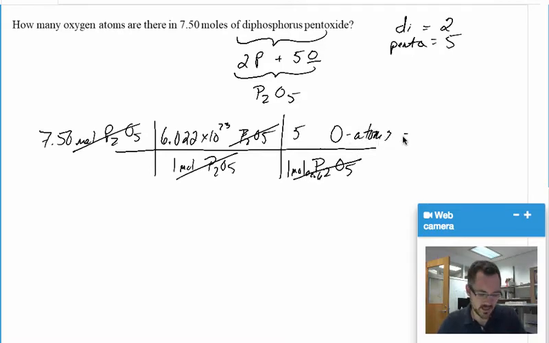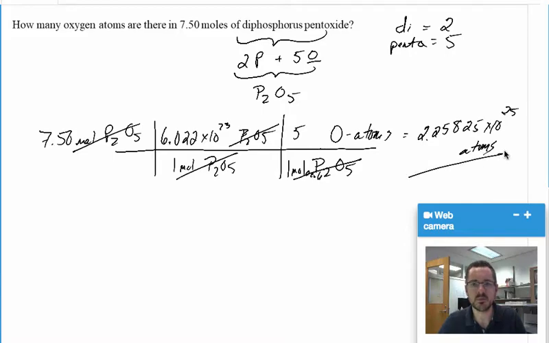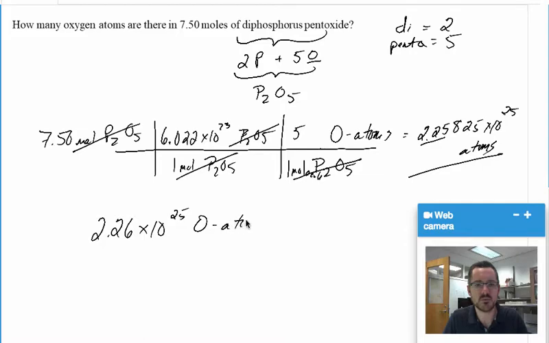So from this, I'm going to get a value of 2.25825 times 10 to the 25th atoms. And this should be to 3 significant figures, so I should produce 2.26 times 10 to the 25th oxygen atoms.